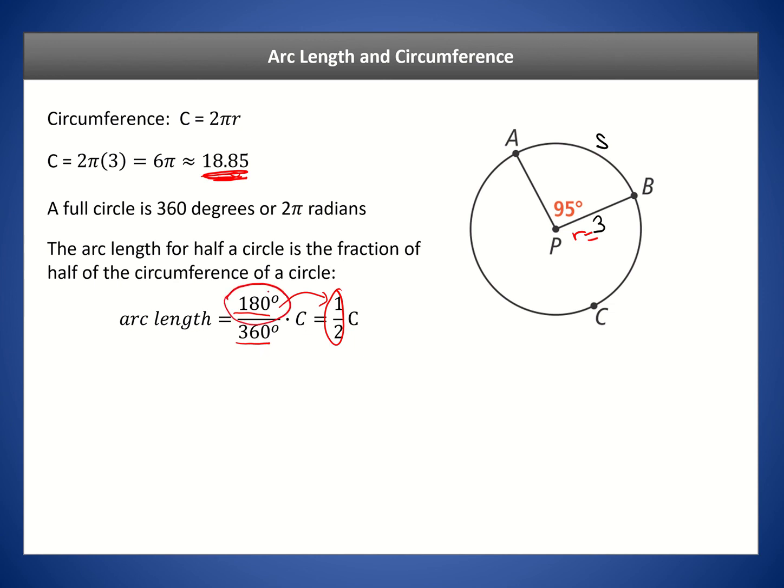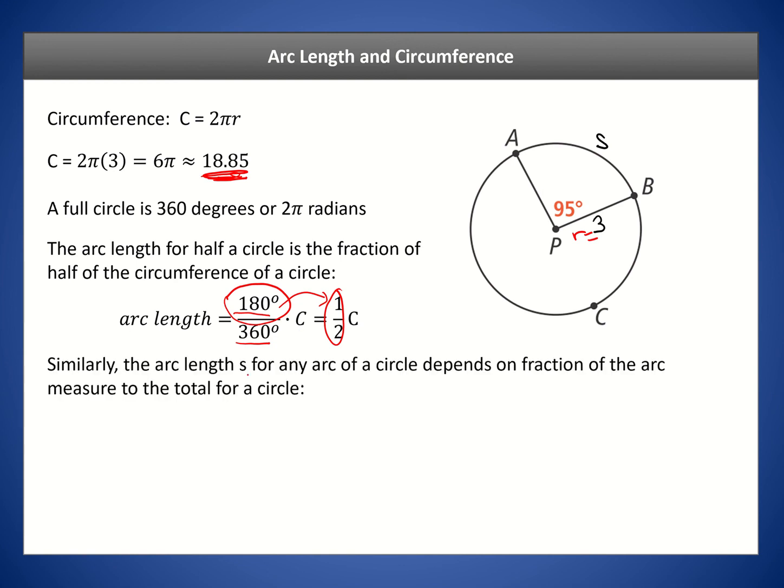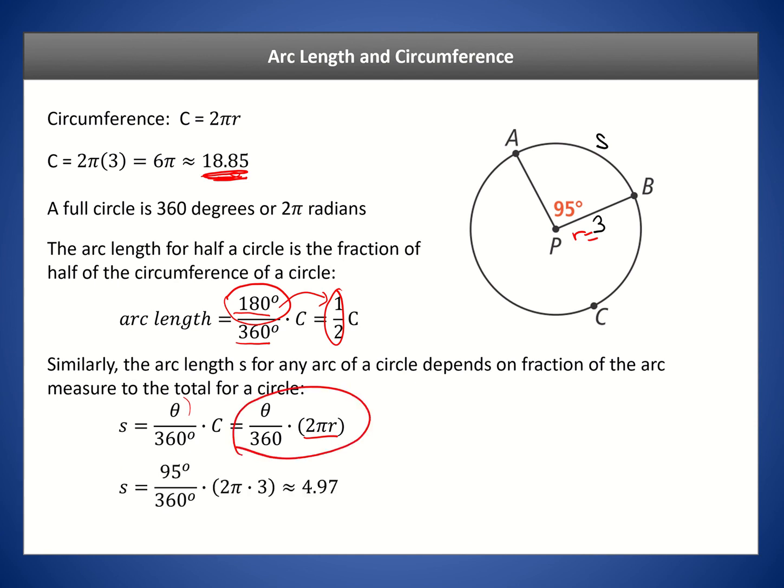by 360, convert it to a fraction, and then multiply that by the circumference, and that's going to be the arc length. All right, so similarly, the arc length for any arc of a circle depends on the fraction of the arc measure for the total. So the generic arc length formula in terms of degrees is the angle that I travel over 360 times the circumference. But we know that the circumference of a circle is 2 pi r. All right, and so this is our formula right here for the arc length.